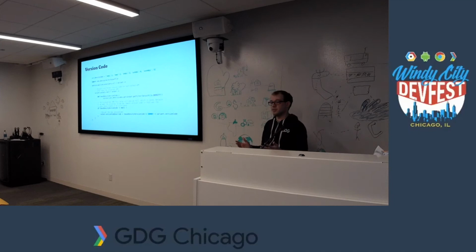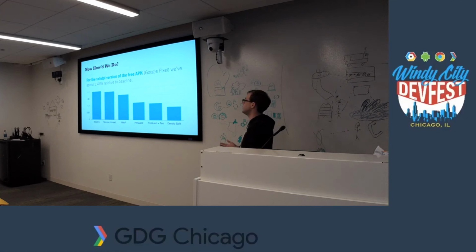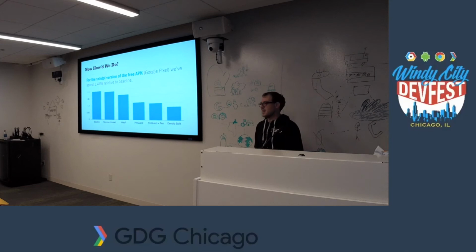So that's pretty nice. So how do we do here now? For the XXHDPI version of our free APK, after we've done density splits, we got down to about 800K. So we've saved on this 2.2 meg app, we've saved 1.4 meg at the end of the day. So these are some strategies that really help out with saving your users some money.